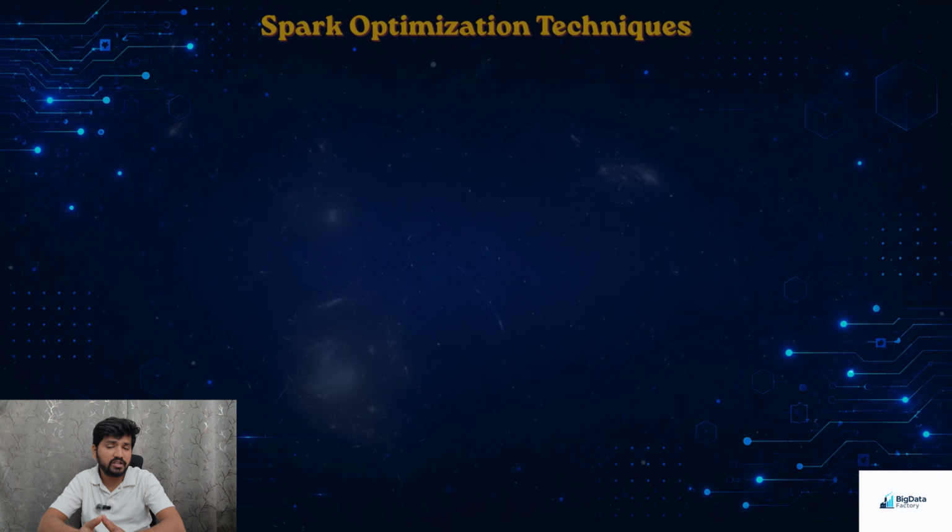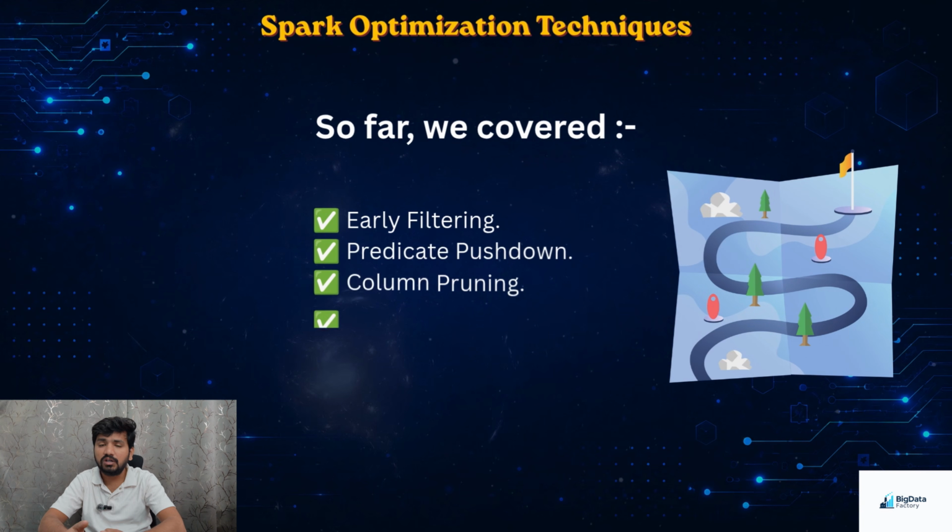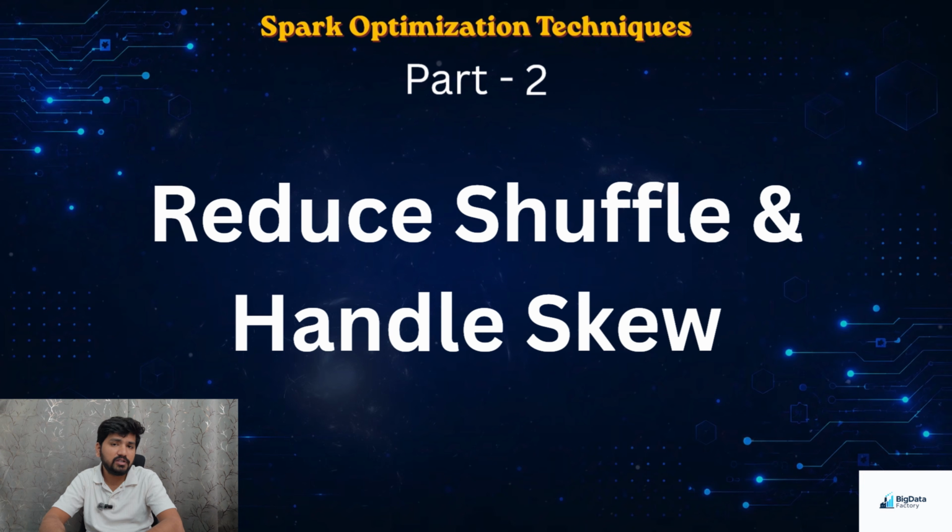So far, we have reduced the data entering into Spark using early filtering, predicate pushdown, column pruning, and columnar formats. Once less data enters the job, the next major performance problem is usually data movement. In Spark, moving data between executors is called shuffle, and joins, aggregations, repartitioning, and sorting can create expensive shuffles. Part 2 is reduce shuffle and handle skew.